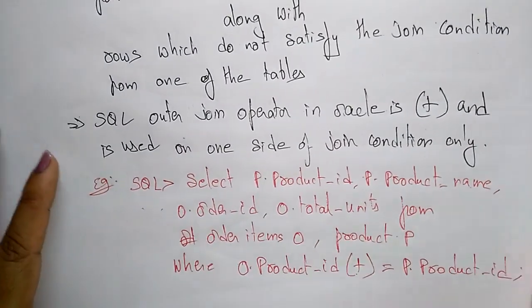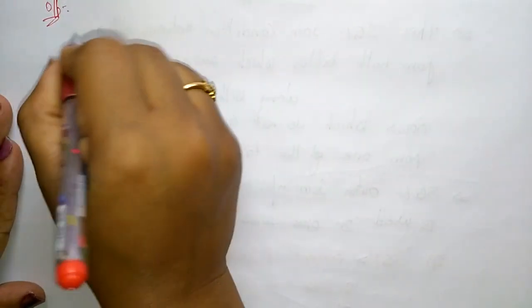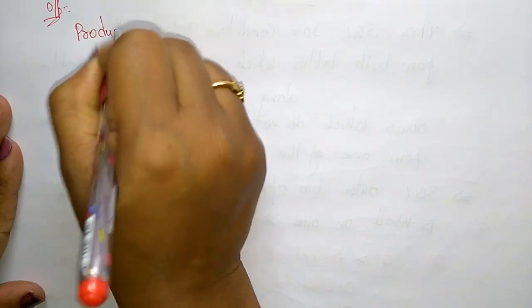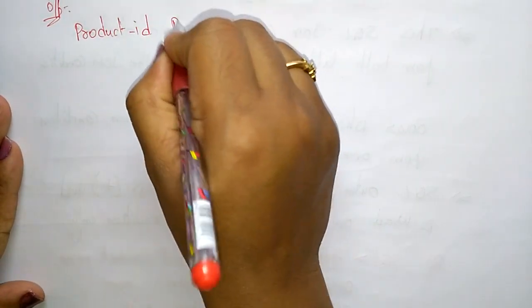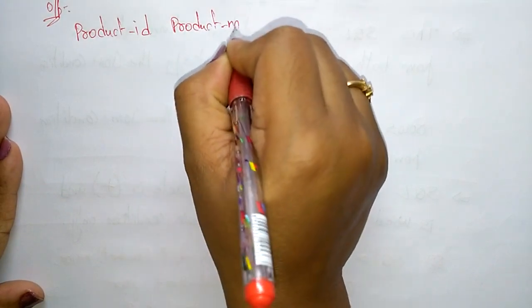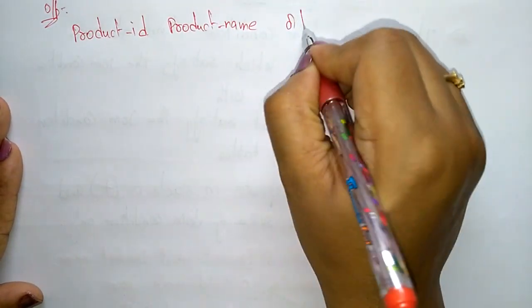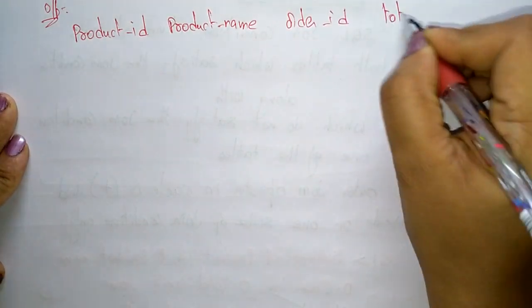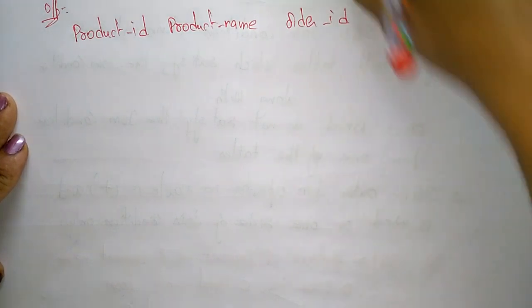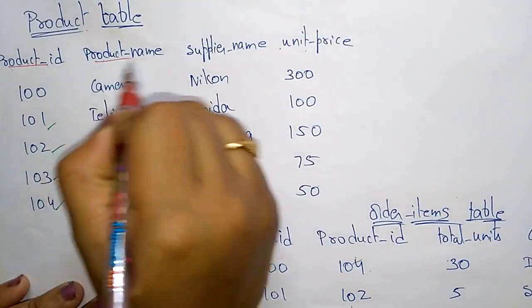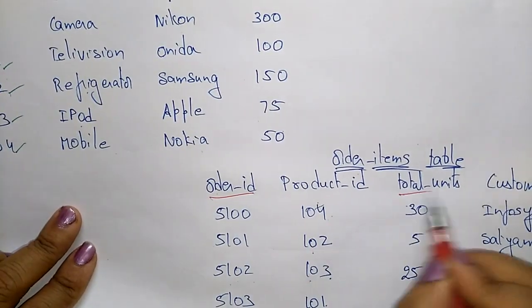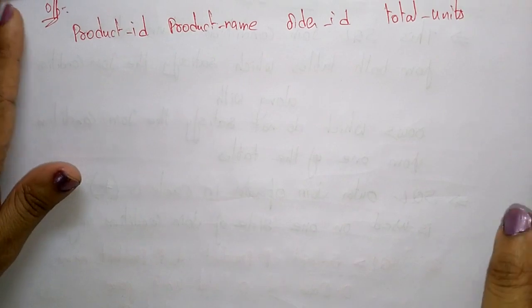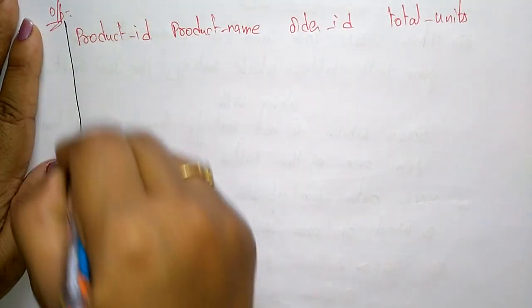So let me write the table. Let me write the output for this query. So what are the items that I selected from the two tables? The fields product ID, product name, order ID and total units. In this table I selected the product ID and the product name. In this table I selected the order ID and the total units. Total 4 attributes I selected in both the tables.